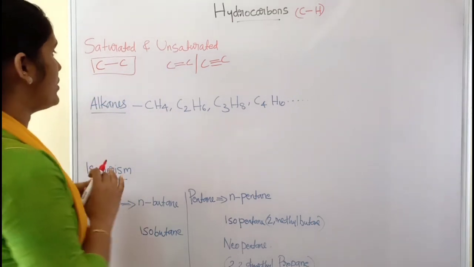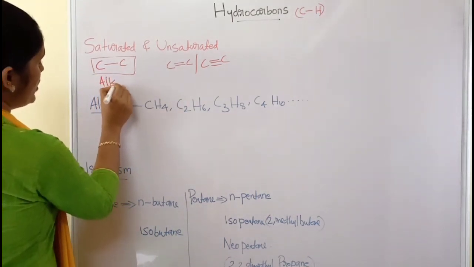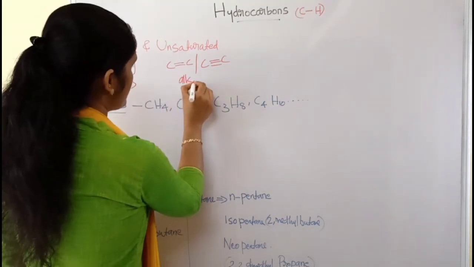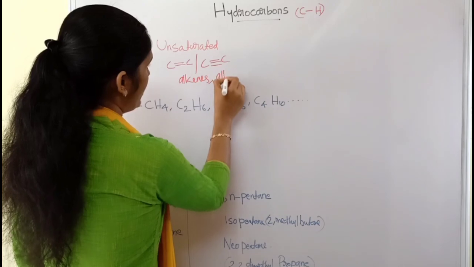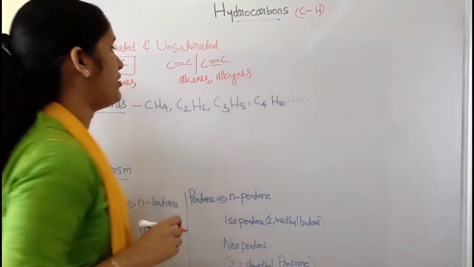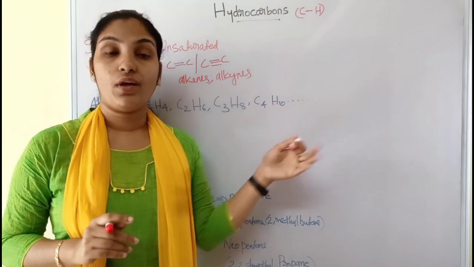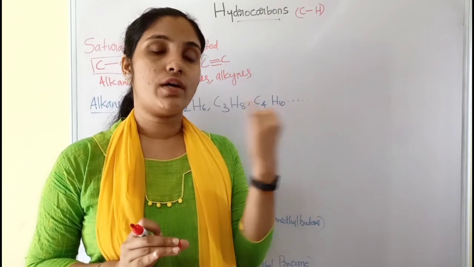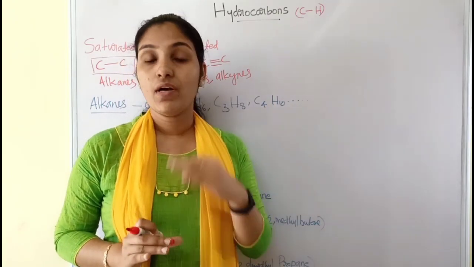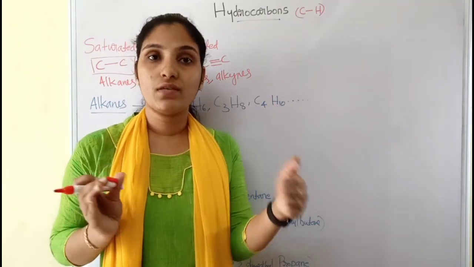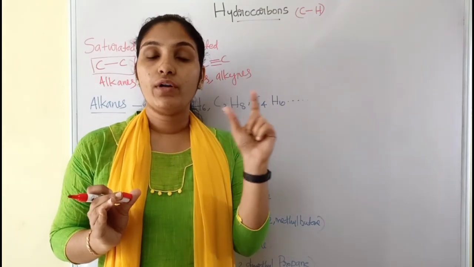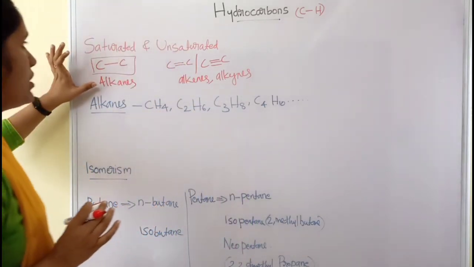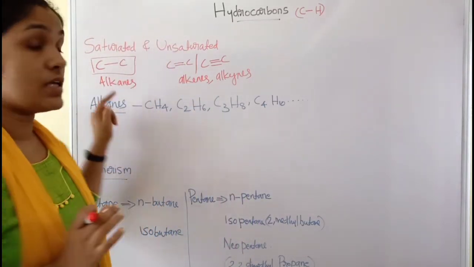The example for saturated hydrocarbons is alkanes. Alkenes and alkynes contain a double bond and a triple bond, so they are examples of unsaturated hydrocarbons. Please understand, hydrocarbons are carbon-hydrogen compounds. They are of two types, saturated and unsaturated, on the basis of carbon-carbon single bond, double bond and triple bond. Now let's move to the first type of saturated hydrocarbon, that is alkanes.